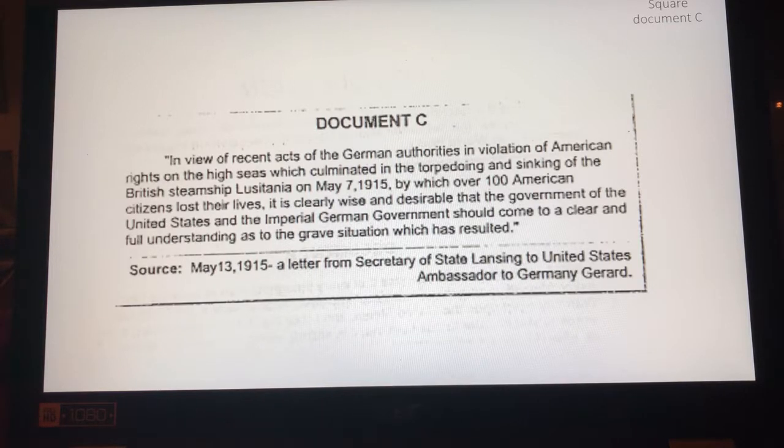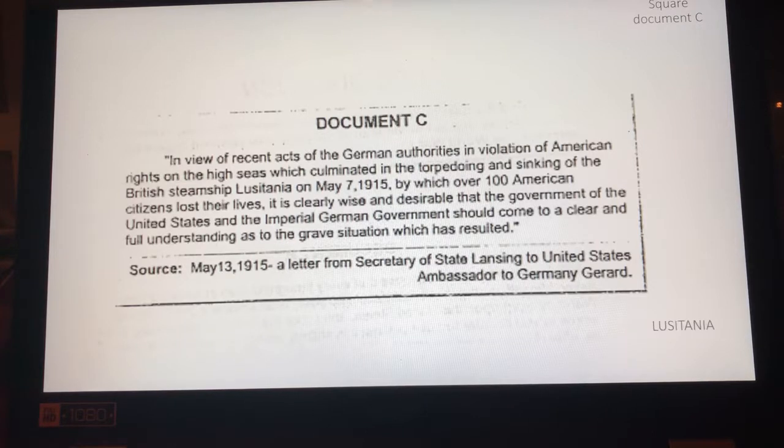We know the intended audience is the ambassador of Germany, but the ambassador of Germany is also going to talk to Kaiser Wilhelm. He's going to talk to the German authorities saying, whoa, maybe we need to draw back. So Secretary of State Lansing is trying to get not only the ambassador's attention, but the German government's attention. The point of view is we could see that Lansing does not want to get involved in this war. He's like, this is grave, right? This is bad. And his purpose is to make some diplomatic correspondence with this nation.